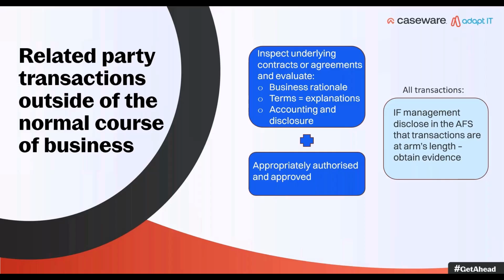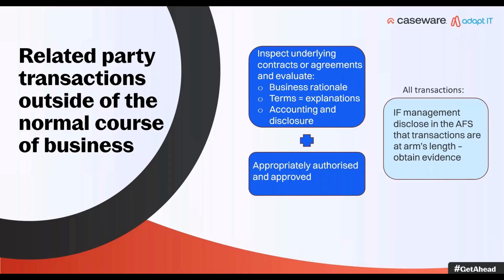When we have a significant risk for related party transactions outside the normal course of business, we have to do the items on the left in the dark blue. We've got to evaluate the business rationale, inspect and evaluate the terms and the explanation for those terms, consider whether the accounting and disclosure is done appropriately, and get evidence that it was appropriately authorized and approved. We do not, for those transactions, just by the fact that there are significant risks, have to test whether they are in fact at arm's length.